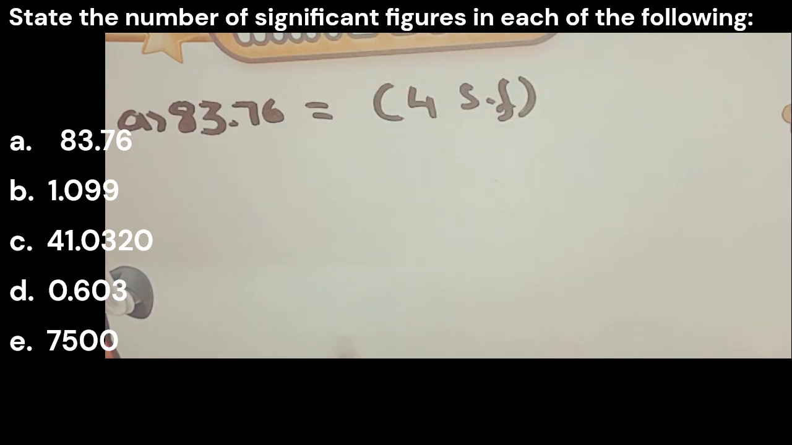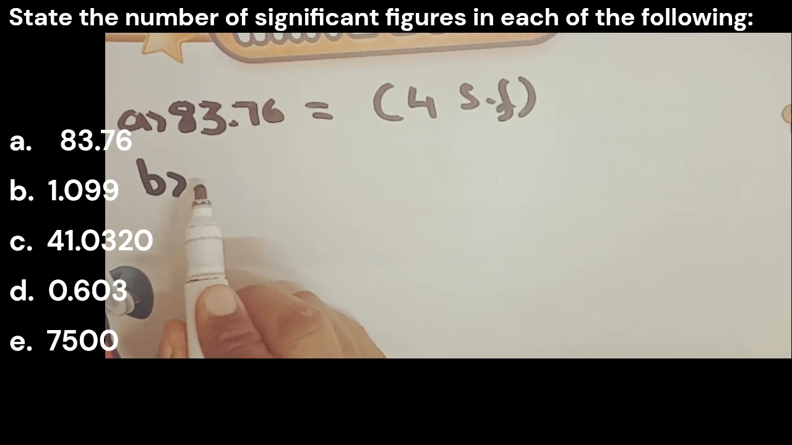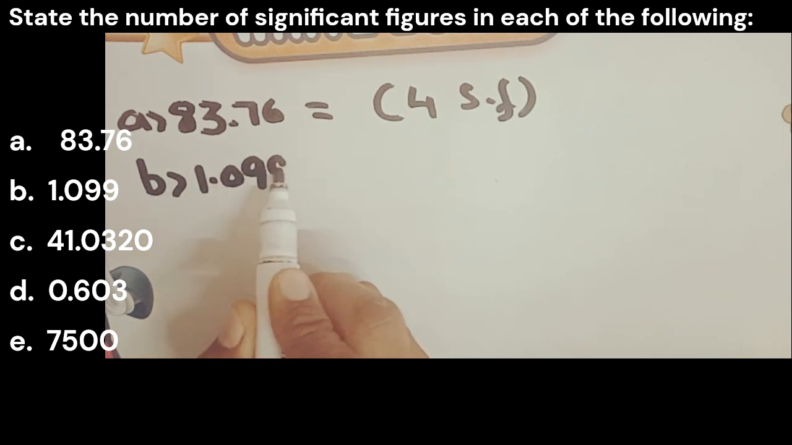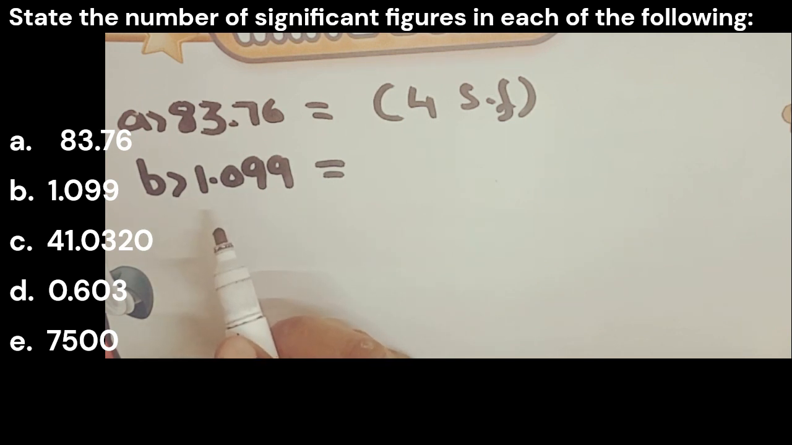Clear? So part B is the number 1.099. Here students, we have to apply the first rule that all the non-zeros are significant. So how many non-zeros are in this number? This is the first digit, this is 0, so this cannot be considered a significant figure according to rule number 1. So this is the second significant figure, this is the third significant figure.